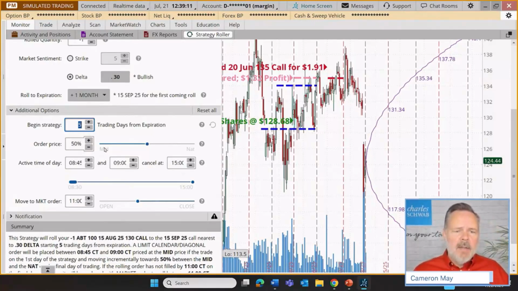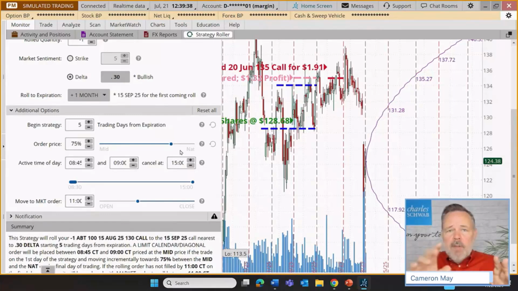And we can now tell it, what price do we want? Do we want to be at the mid? Do we want to go all the way to the natural? Or do we want to be somewhere in between? One thing I want to point out is that whatever we put here, let me put in something like 75% between the mid and the natural, this does not automatically go in as the order at 75%, closer to the natural than to the mid.